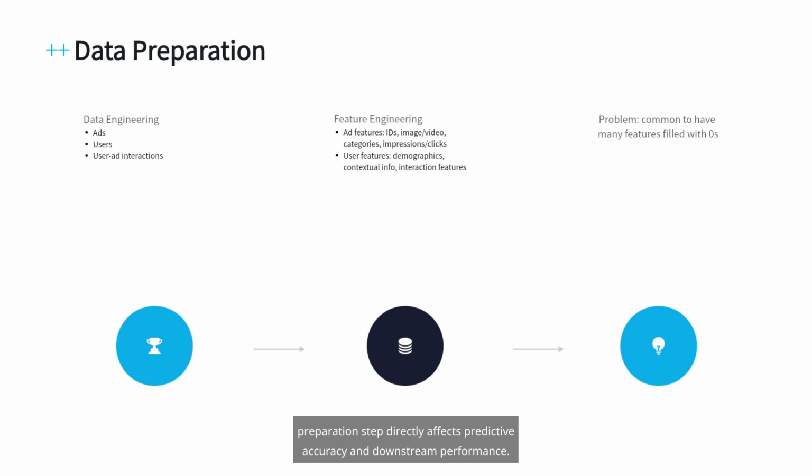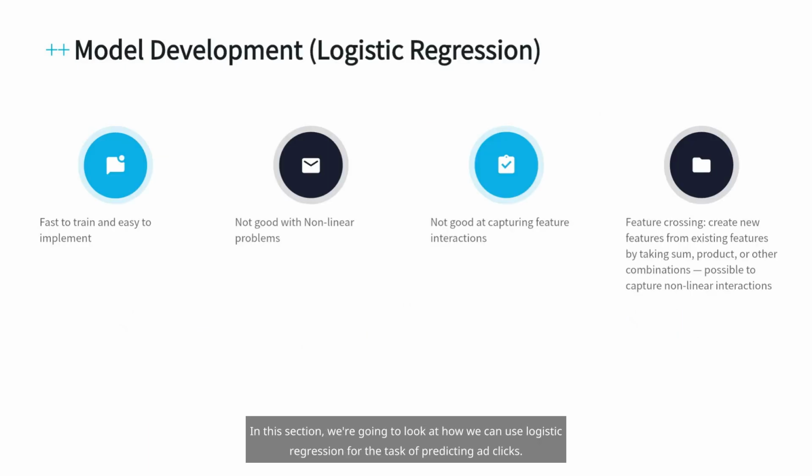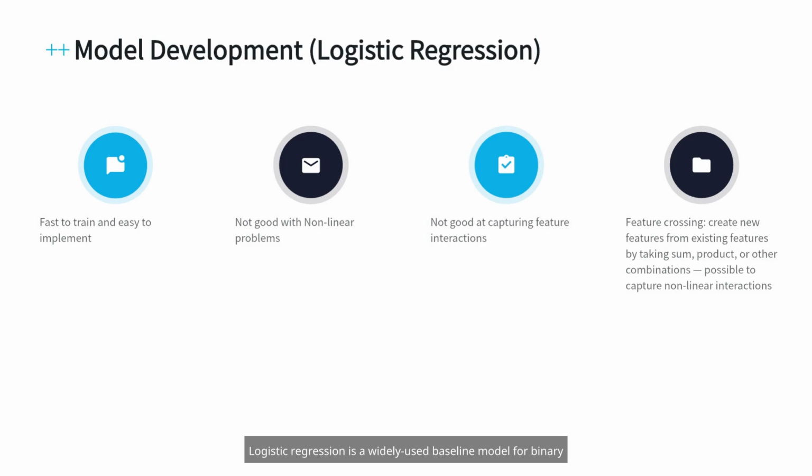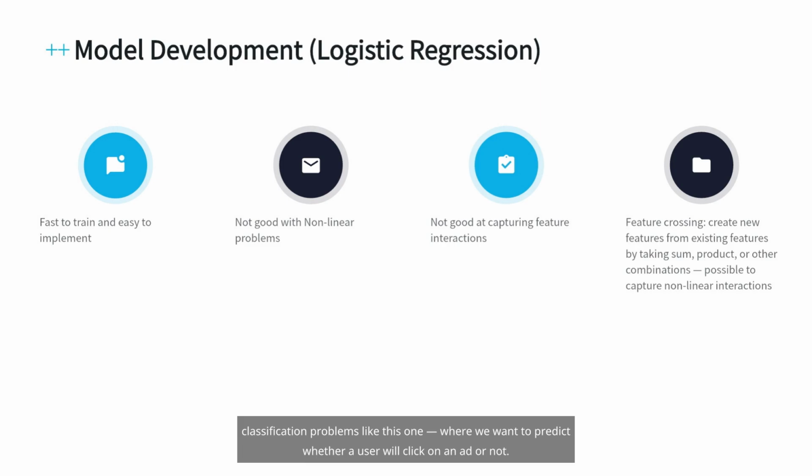In this section, we're going to look at how we can use logistic regression for the task of predicting ad clicks. Logistic regression is a widely used baseline model for binary classification problems like this one, where we want to predict whether a user will click on an ad or not.